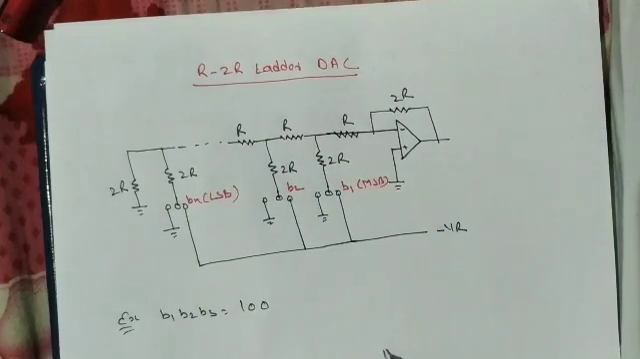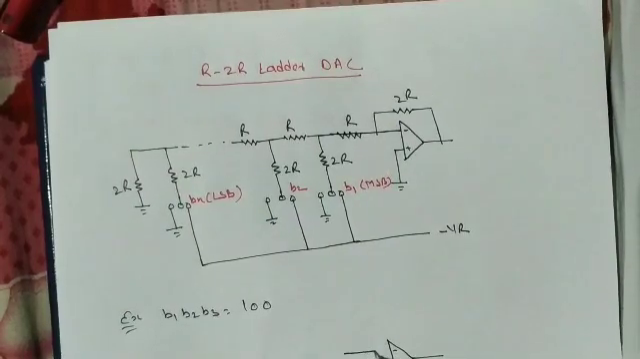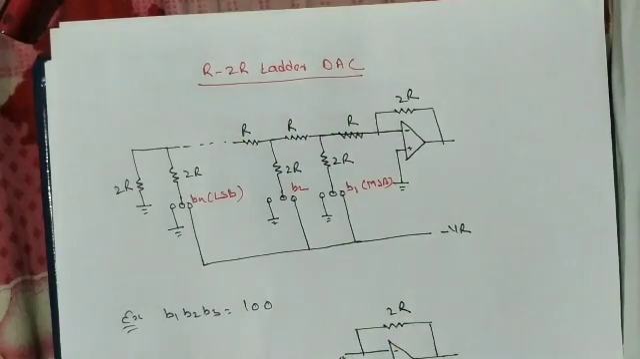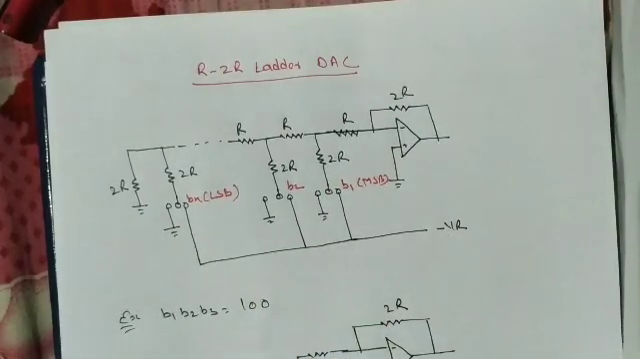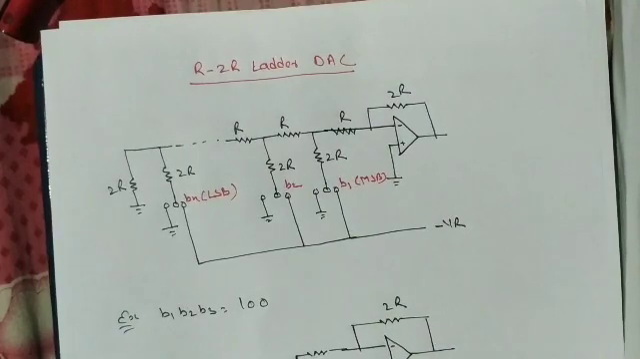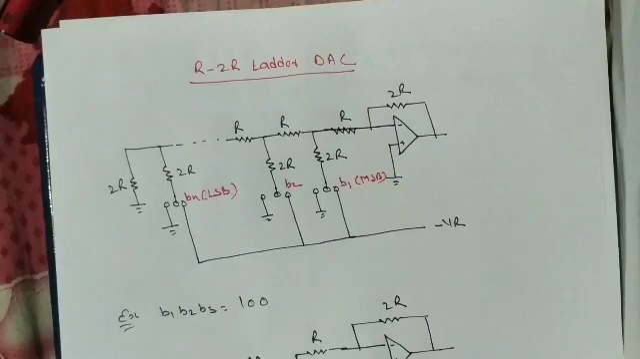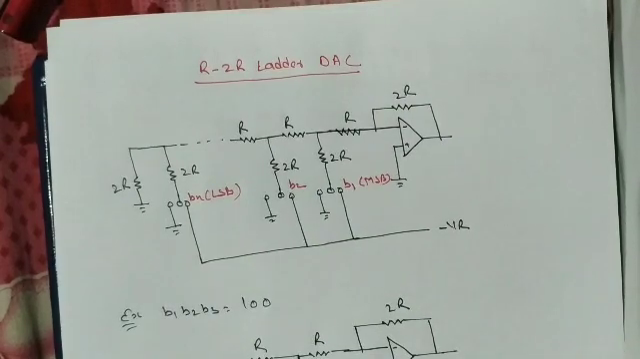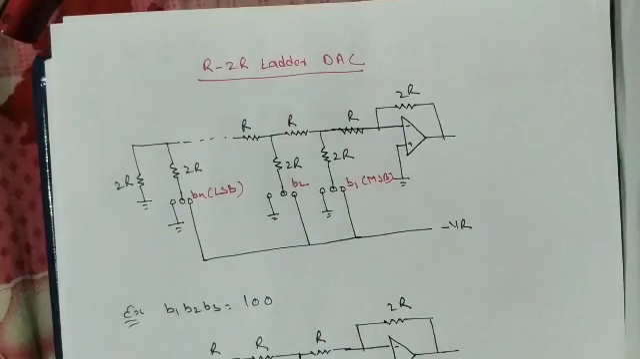So here, this circuit would be redrawn like this. This is negative, this is positive, and it is grounded. This is the feedback resistor, that is 2R, and this is the R resistor, and this is B1. Since B1 is 1, B1 is connected to minus VR. Here there is a resistor 2R connected to minus VR, and now this is R, and this is also R, and this is connected to 2R. Since B2 is 0, this is ground, and this is again R, and B3 is also 0, hence it is also ground, 2R, and the final 2R is also grounded.